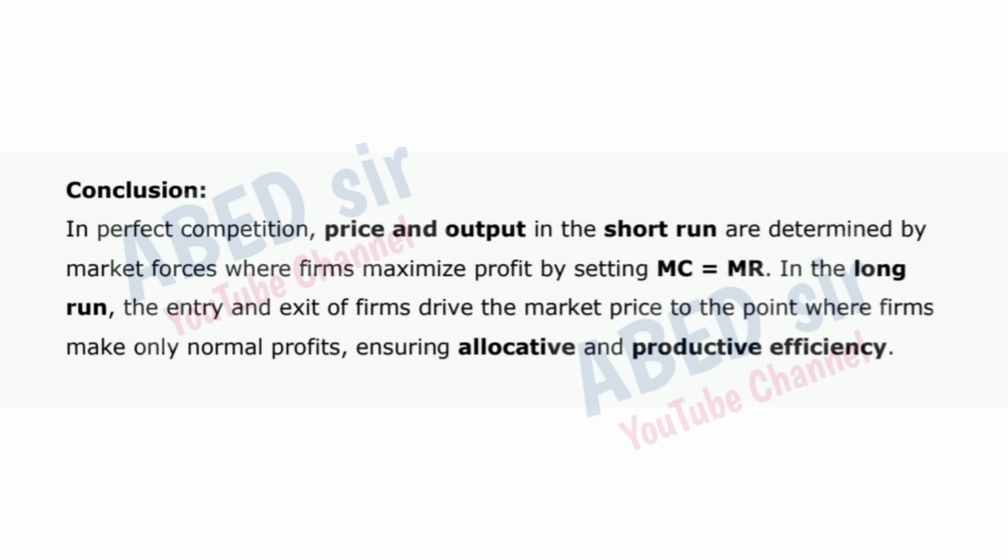Conclusion. In perfect competition, price and output in the short run are determined by market forces where firms maximize profit by setting MC equal to MR. In the long run, the entry and exit of firms drive the market price to the point where firms make only normal profits, ensuring allocative and productive efficiency.